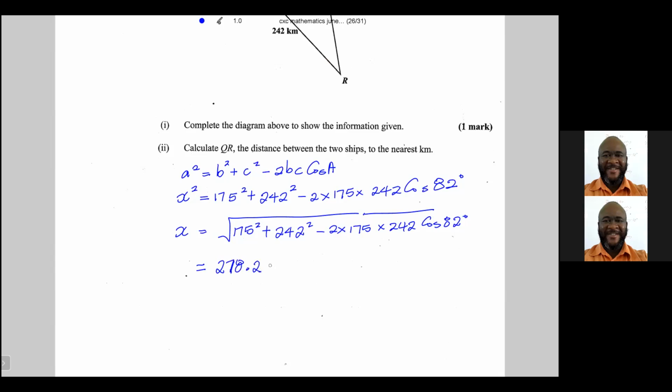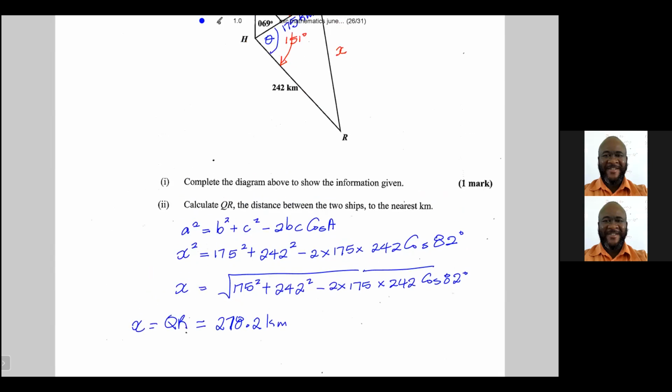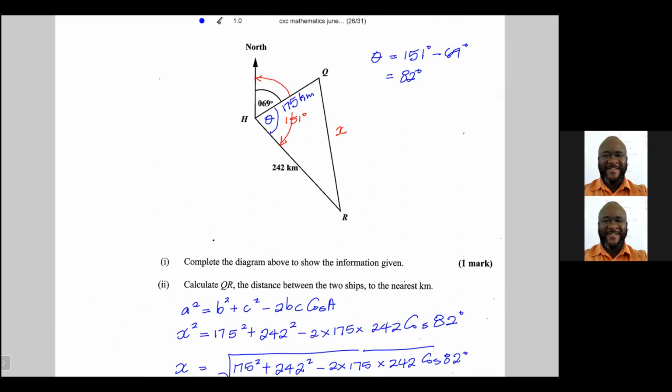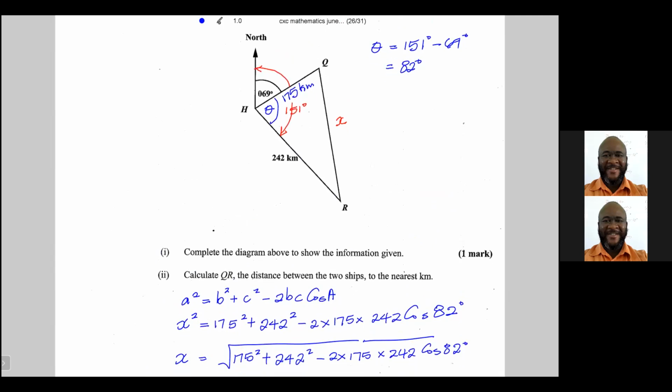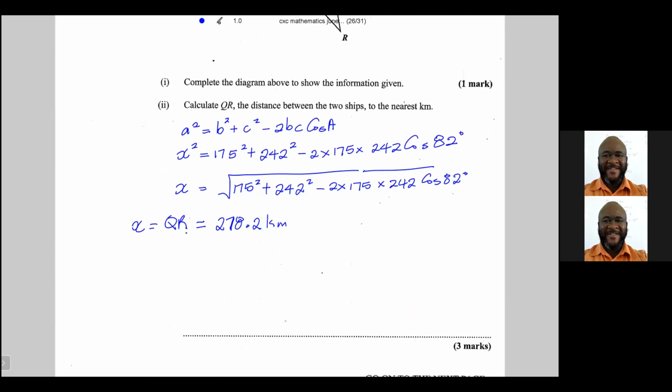So my answer here is 278.2 kilometers. So x, which is QR, is 278.2 kilometers. We're asked to write the answer to the nearest kilometer, so to the nearest kilometer, it's 278 kilometers. All right, so what are we asked to do next?